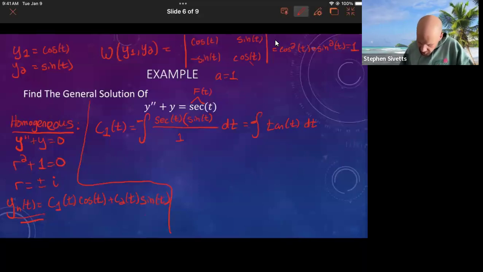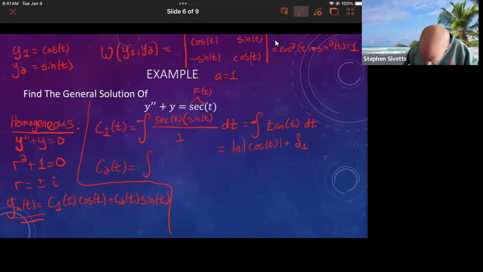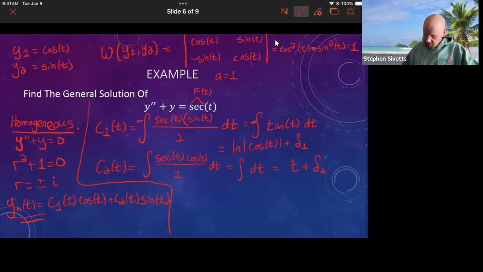All right, so this integral would equal the natural log of the absolute value of cosine t plus a constant, we'll call it delta 1. Delta 1 is the constant. c2 of t would equal the integral of secant t times cosine t over 1 dt, which is dt, and this would equal t plus delta 2. Delta 2 and delta 1 are constants.